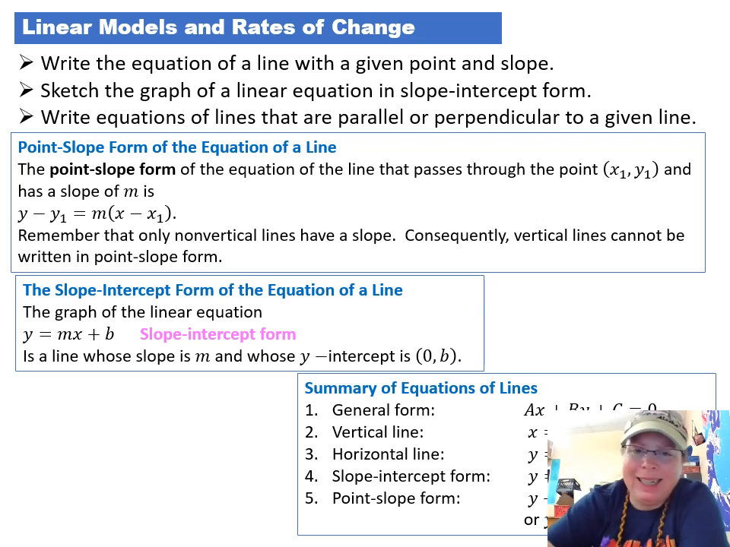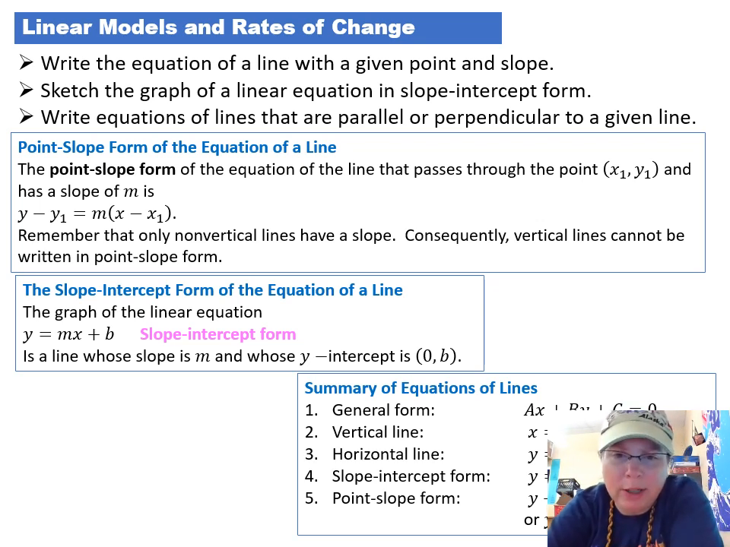Here we've got the different ways we can look at equations. The general form, ax plus by plus c equals 0. Vertical line, x equals a. Horizontal line, y equals b. Slope-intercept form, y equals mx plus b. Point-slope, y minus y1 equals m times x minus x1. Or the one I prefer, y equals m times x minus x1 plus y1. I like it set up where it's solved for y, because then I can plug it into a graphing thing if I need to.